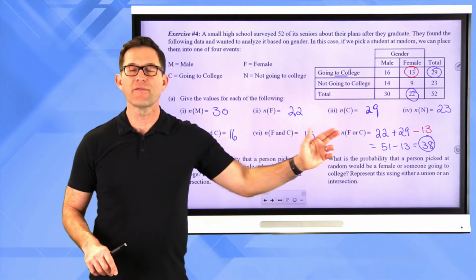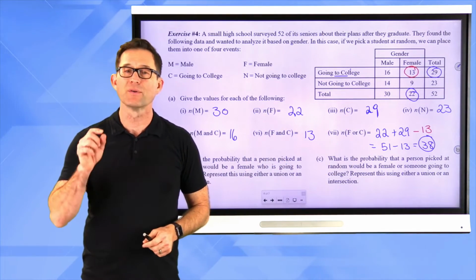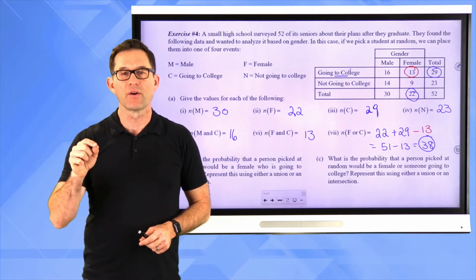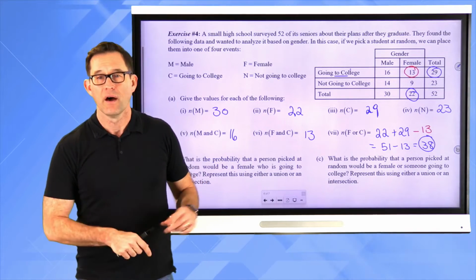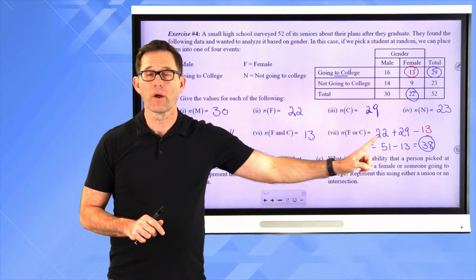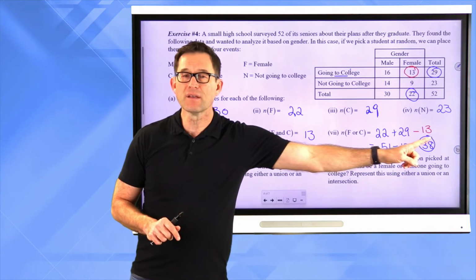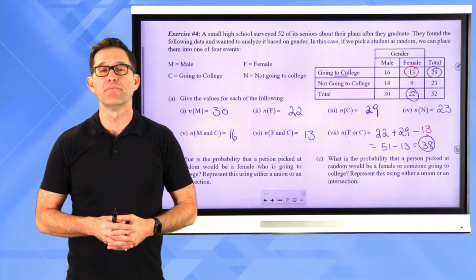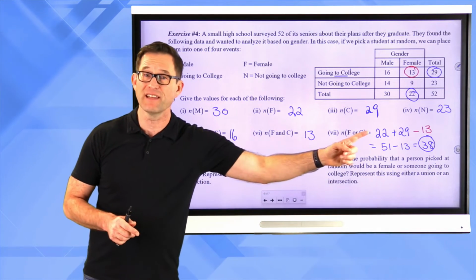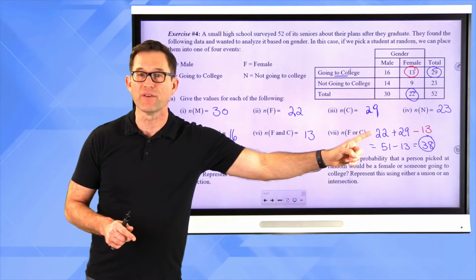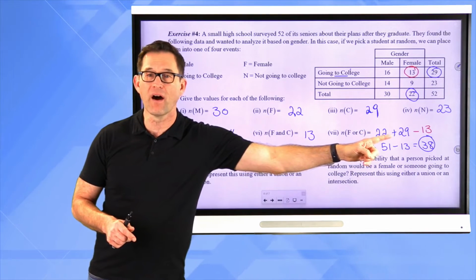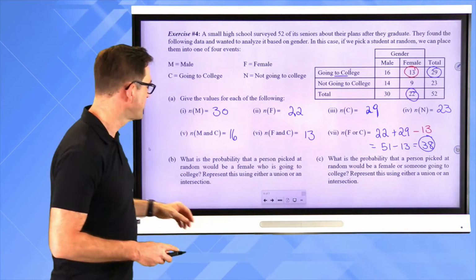But this is a formula you're supposed to know. In other words, the number of elements that are in a union of two sets is the number of elements in one of the sets plus the number of elements in the other set minus the number of elements that are common to both sets, because that 13 lies in both the 22 and the 29, so it's counted twice.